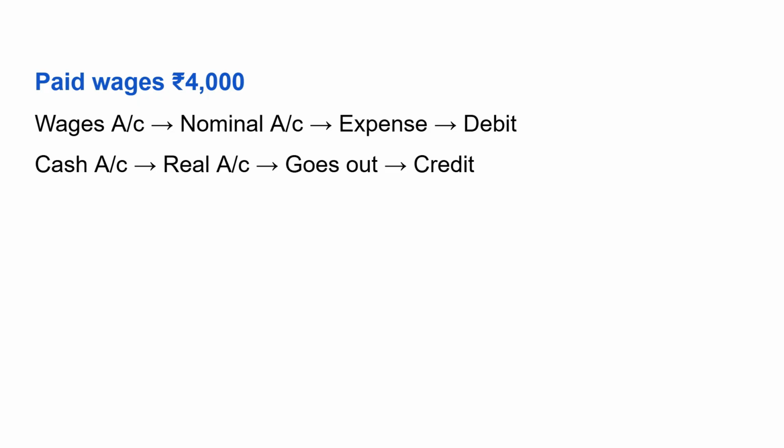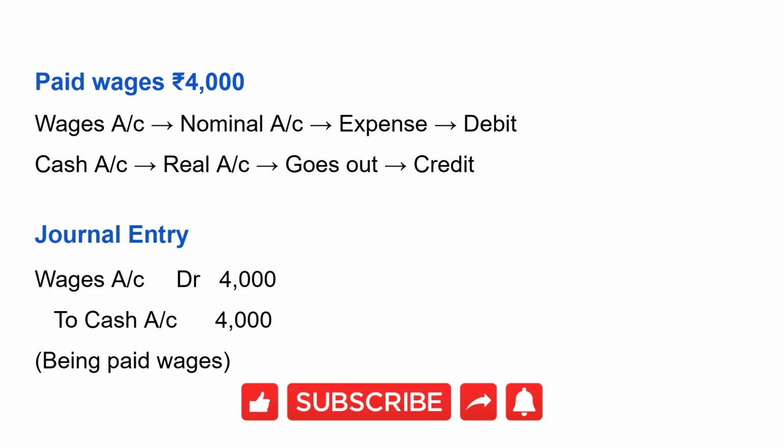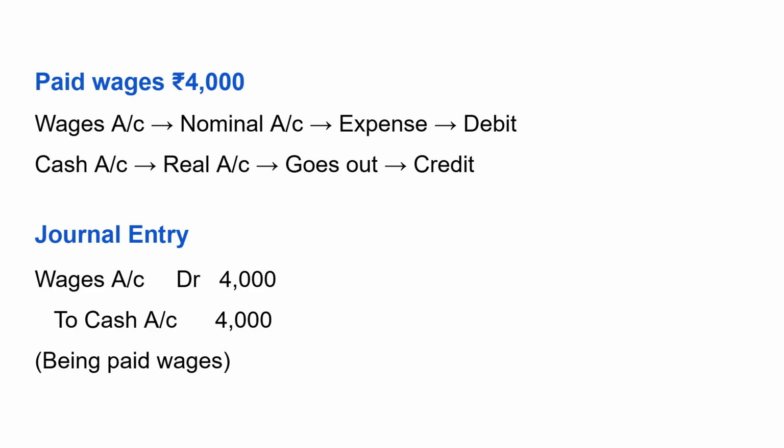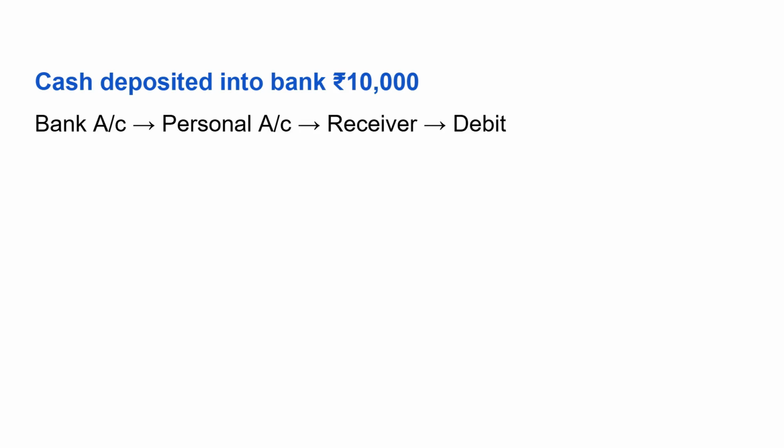And the journal entry is wages account debit 4,000 rupees to cash account 4,000 rupees. And the narration is being paid wages. Next, cash deposited into bank 10,000 rupees. Here the two accounts affected are bank account and cash account. Bank account, it is personal account and bank is the receiver. We deposit the money into bank and bank receives the money.